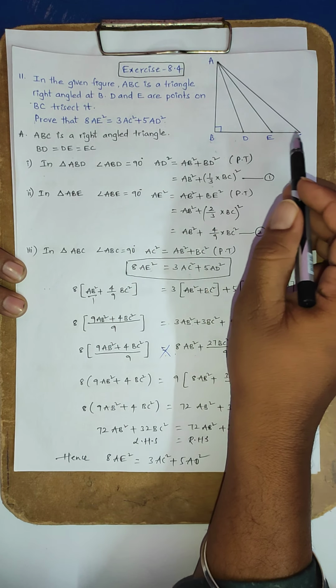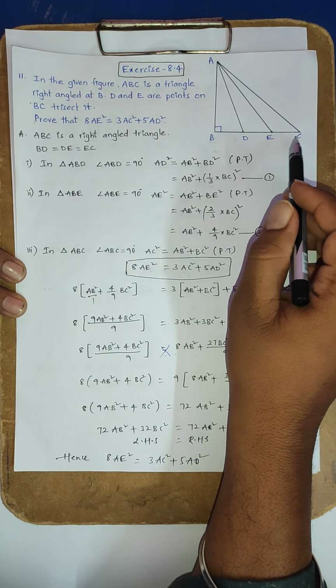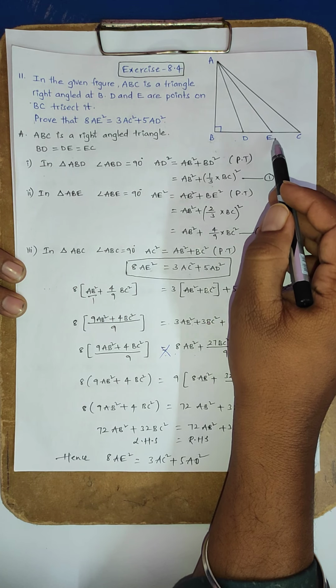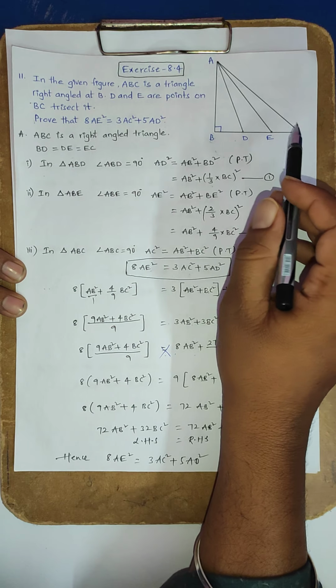Here, B, C, D, E: D and E lie on the line segment BC. The lengths of BD, DE and EC are the same. Suppose each is 2 cm.